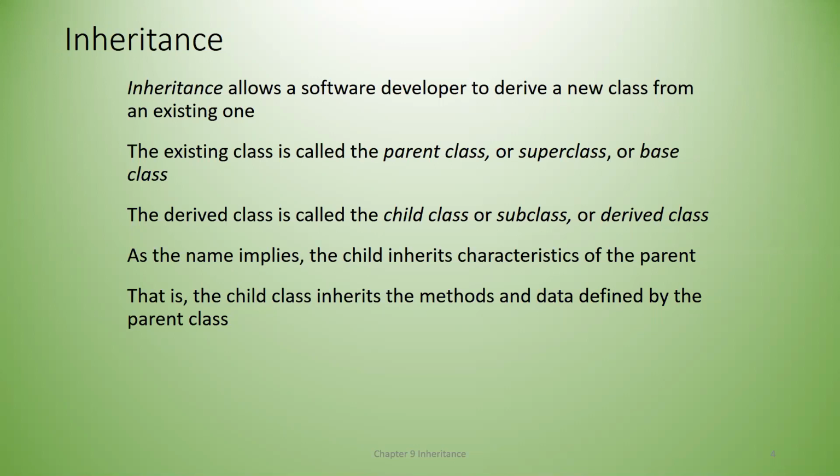The existing class is called the parent class. Okay. And these are the terminologies. We call them parent class, superclass, base class. The derived class is called child class, subclass, or derived class. The child inherits characteristics of the parent. That is, the child class inherits the methods and data defined by the parent class.